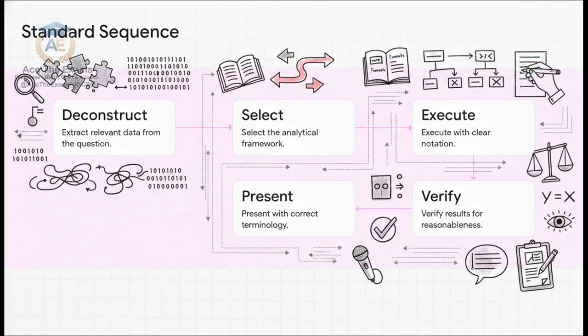And step 5, present with correct terminology. Say packet inspection instead of looking at the data. Say unauthorized access instead of hackers getting in. If you were to sit down right now with a 60-second visual timer running and rewrite one of your old exam answers using just these 5 steps, I guarantee you would immediately spot where you dropped marks previously.